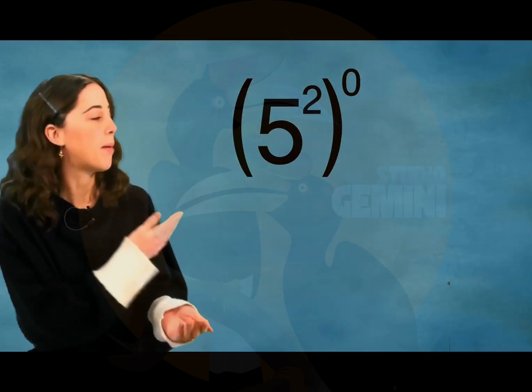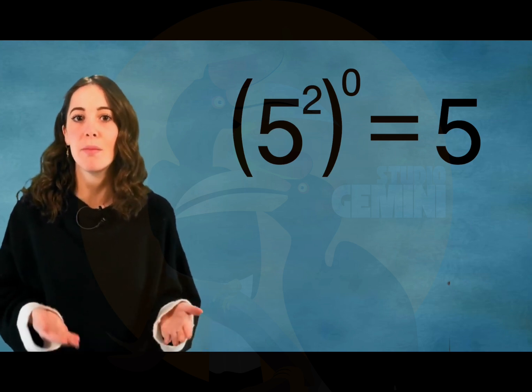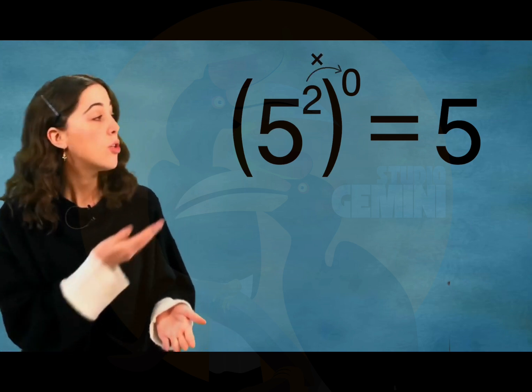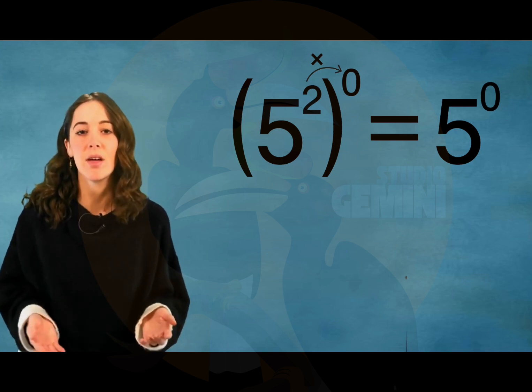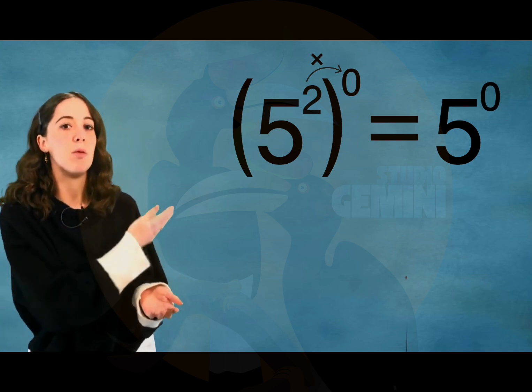For our last example, we have 5 to the second power in parentheses raised to the 0 power. Our first step is to keep our base 5 as 5. Our second step is to multiply our exponents. 2 times 0 gives us 0. Now, in this case, our answer reads 5 to the 0 power.